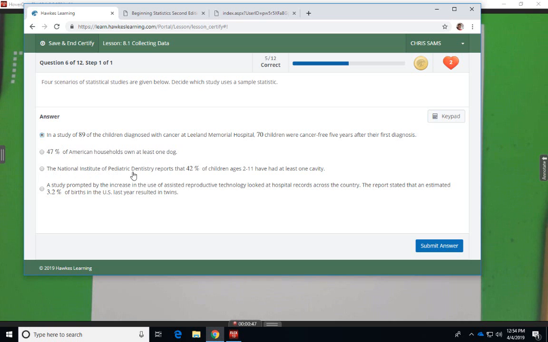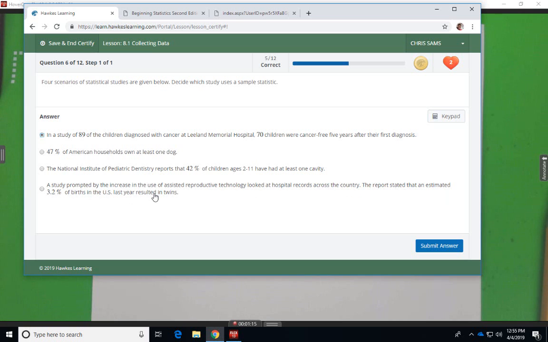National Institute Pediatric Dentistry reports 42% of children from 2 to 11 have at least one cavity. So again, no sample numeric value given. This is just a parameter that all of the children from this age have at least one cavity. So parameter. And then a study to increase the reproductive drugs across the country, all the hospitals, 3.2% had twins.